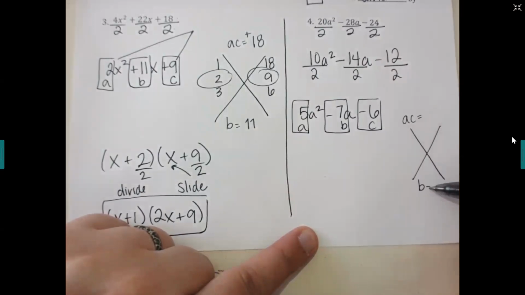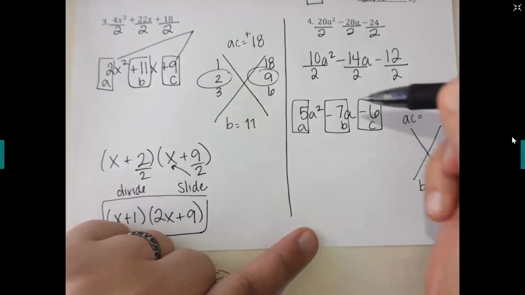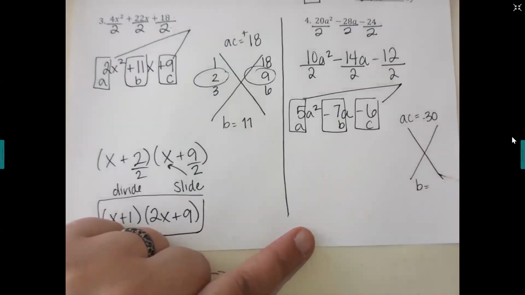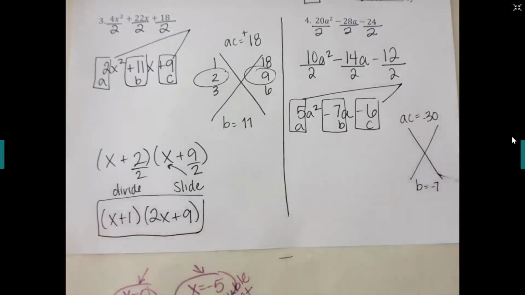So what would my AC number be? If I do 5 times -6, -30. And then my basement number is the -7 from the middle. And then remember, in the calculator, you don't have to put the negative in the list. You just open the list up regular.